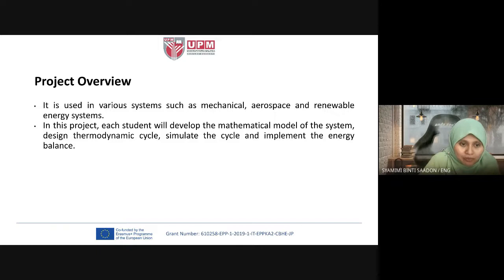Project overview. The application can be used in mechanical, aerospace, and urban energy systems. Each student will develop the mathematical model of the system, design the thermodynamic cycle, simulate the cycle, and implement the energy balance. So the objective is that, of course, you have to have the mathematical model, the thermodynamic model, the equations, the energy balance of the cycle that you are proposing.